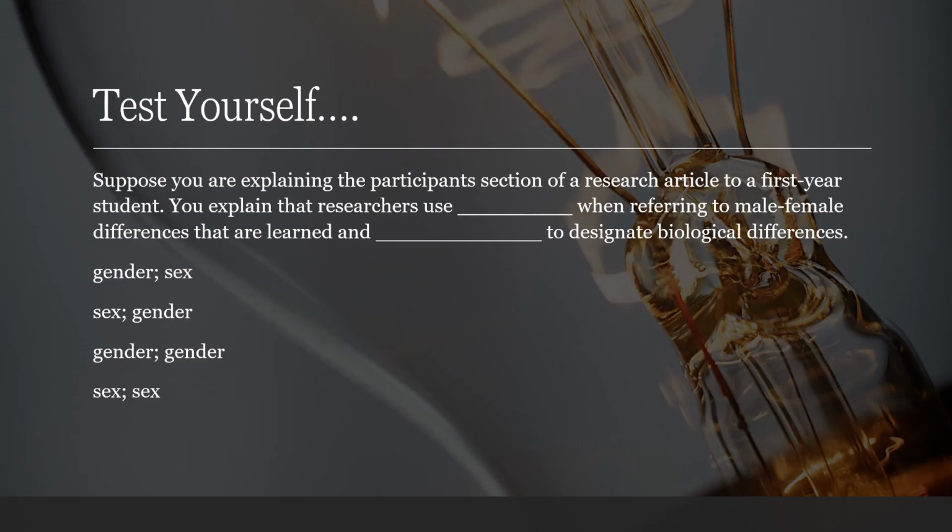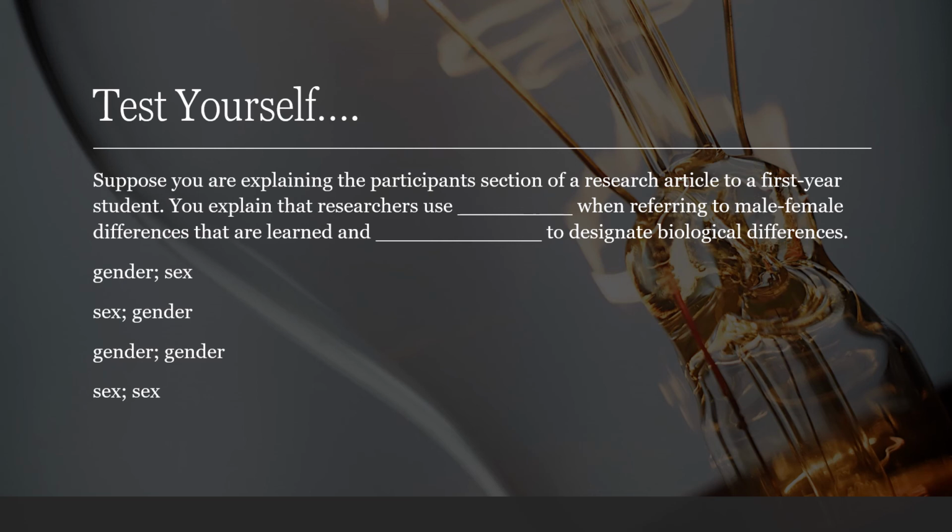So let's just take a few moments to test yourself. Suppose you're explaining the participants section of a research article to a first-year student, someone who is just now starting college, and you explain that researchers use blank when referring to male-female differences that are learned and blank to designate biological differences. Which of these terms, gender or sex, is used to refer to male and female differences that are learned, and which is used to designate biological differences? Are the terms used interchangeably or are they different?